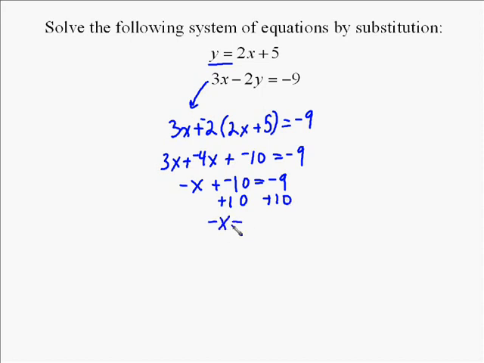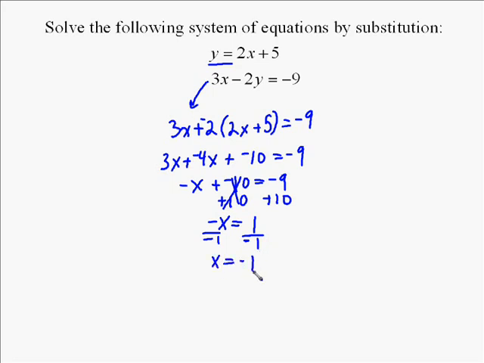So negative x equals 1, which, once you have negative x equals 1, you can just divide both sides by negative 1 and get x equals negative 1. So the x-coordinate of our solution, we assume, is negative 1.